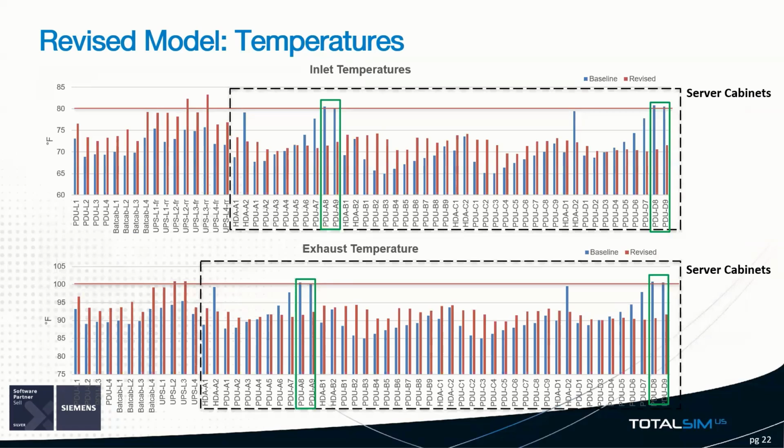The red column shows inlet and outlet temperatures from this revised model, and the blue from the baseline model. We can see improved temperatures from the equipment that was previously at or above critical temperature. But we can also see now that most inlet and outlet temperatures are much warmer in this revised model.